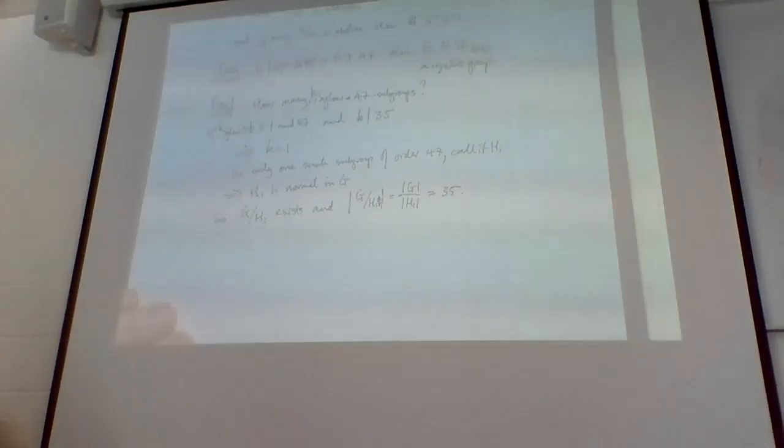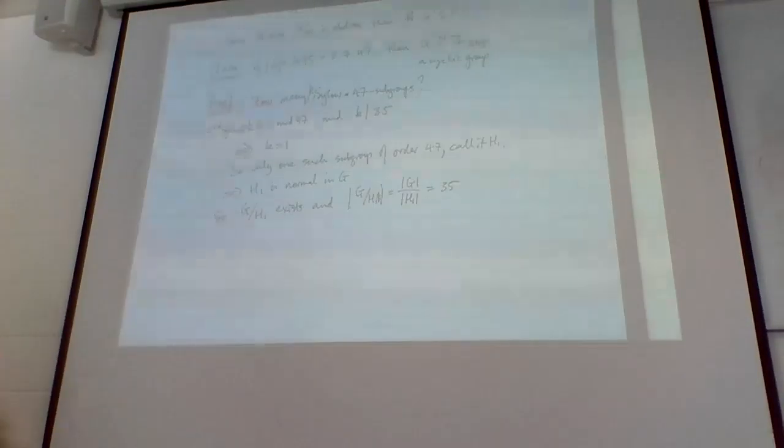When you factor a group, it's easy to say what the size of it is. It's the size of G divided by the size of H, so it's of size 35. Now this is an example of theorem 15.10.